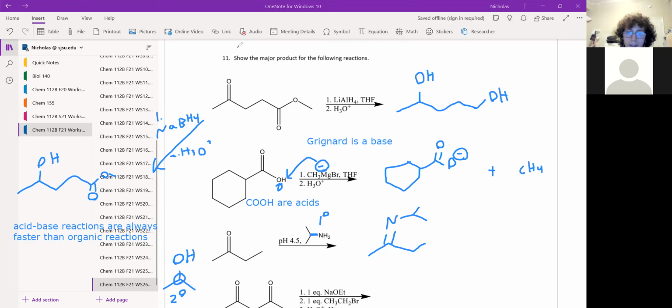Okay. And just as a little reminder, this reaction is only to make an imine or an enamine, you have to start with a ketone or an aldehyde, and then you need pH 4.5 and an amine. You couldn't do this with a carboxylic acid or an ester or an acid halide. It's just ketones and aldehydes. Okay. Gonna erase the screen in just a second.